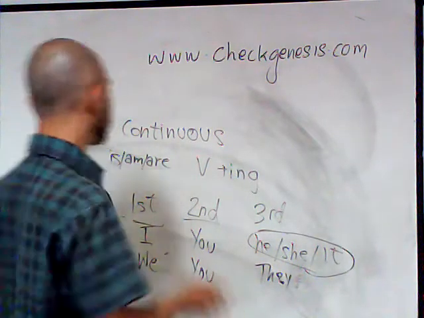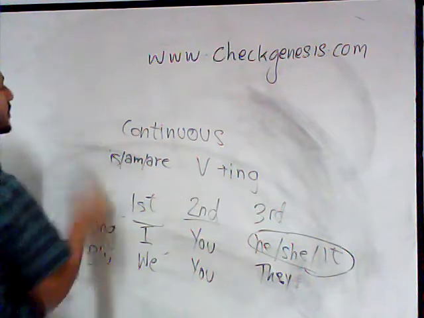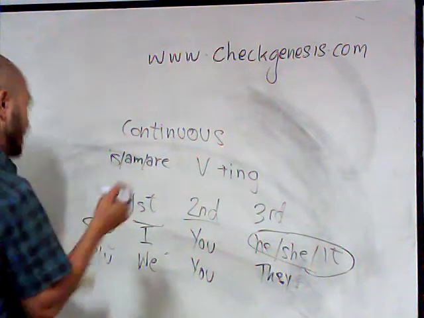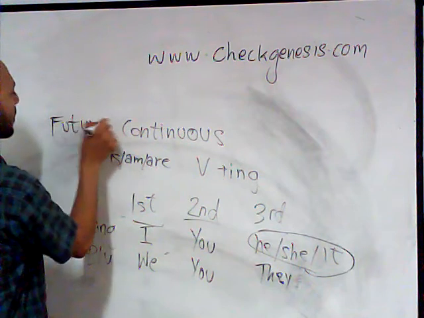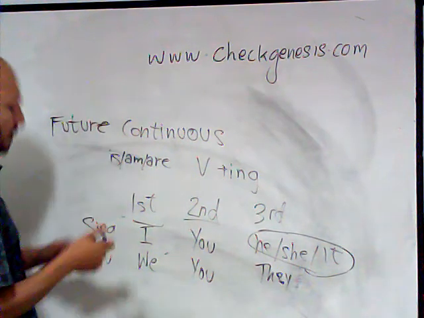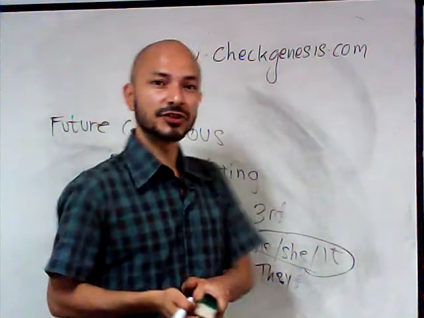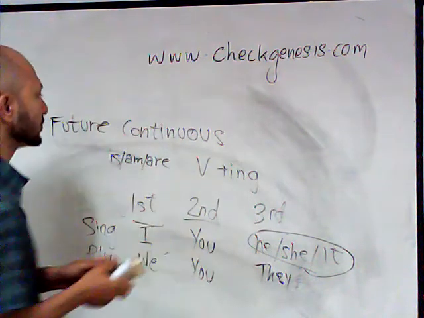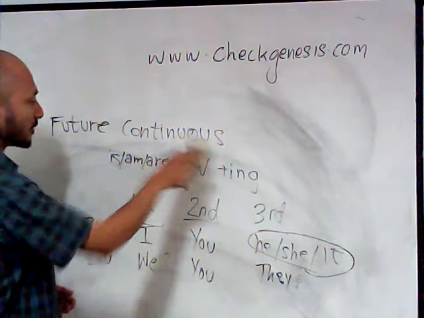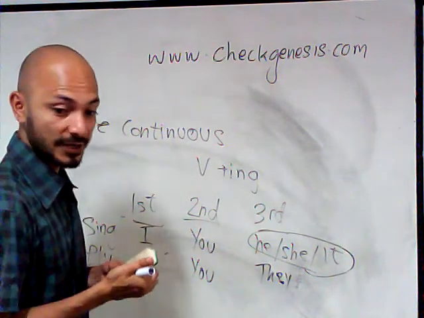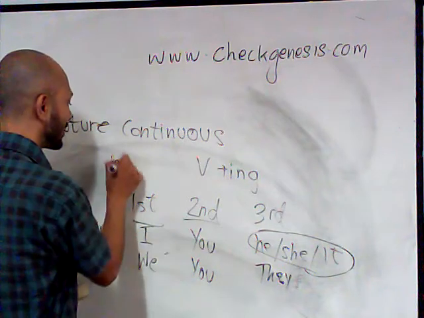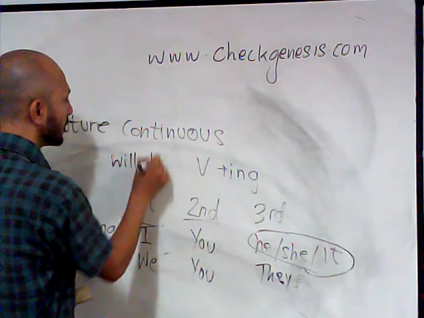And we talk of the future continuous over here, just for a second. We know for any of the future tenses, we use the ing forms of the verbs for the continuous, and over here it will be, will be. I just said it. So will be.